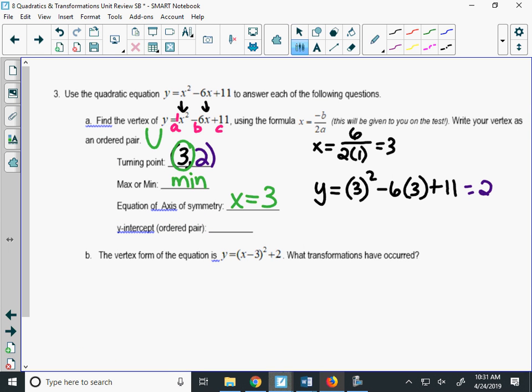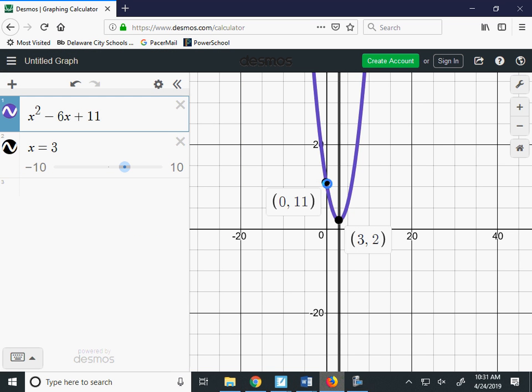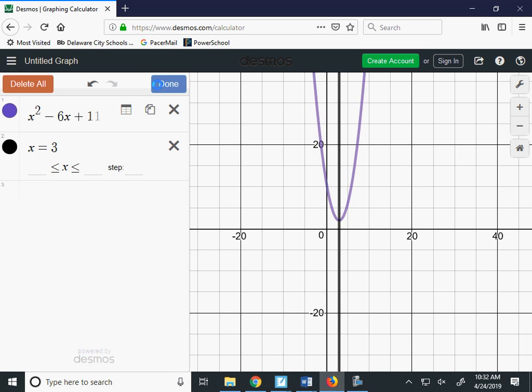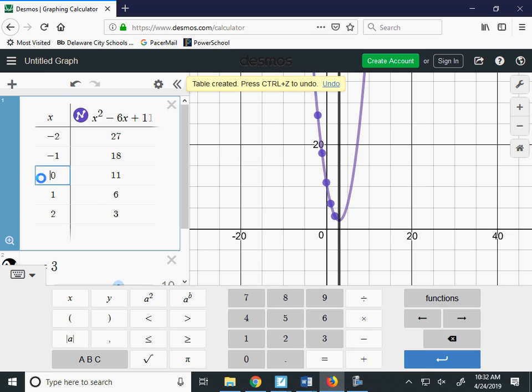What's the y-intercept? Well, when you're in standard form only, the y-intercept is the last value. It's where x equals 0. There are 2 ways we can use this on Desmos. We can either click on the y-intercept, or we can make a table and look where x equals 0. You'd see that you get 11 there.